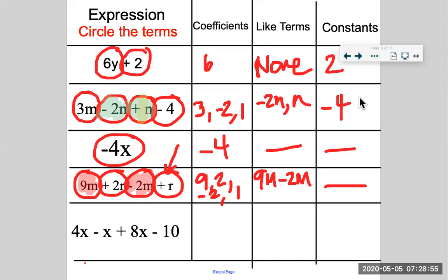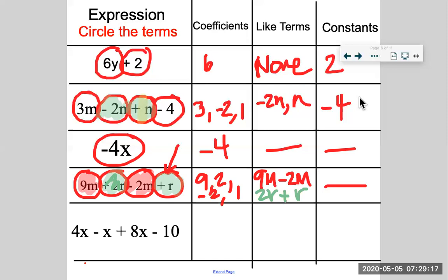And then we have r's, and we have positive 2r and a positive r. So we could write those as 2r plus r. And again, we would actually do that addition when we combine the like terms to give us 3 r's altogether.